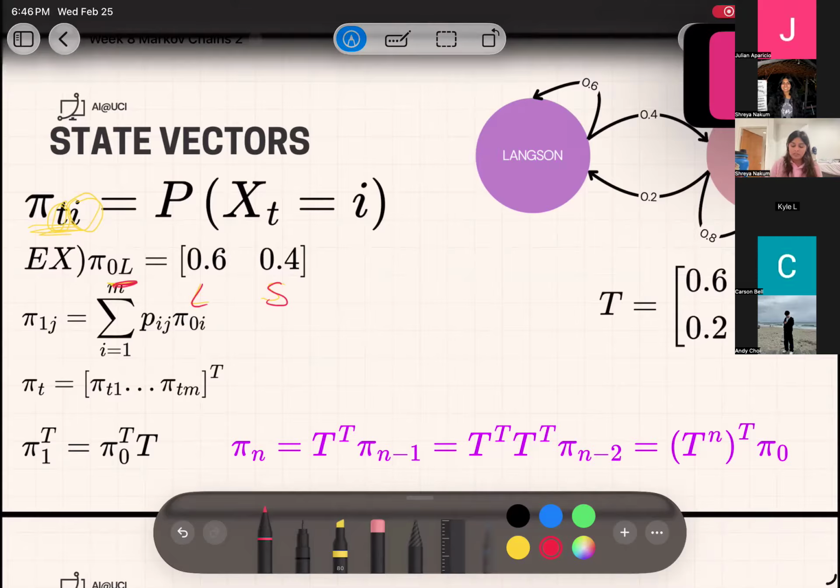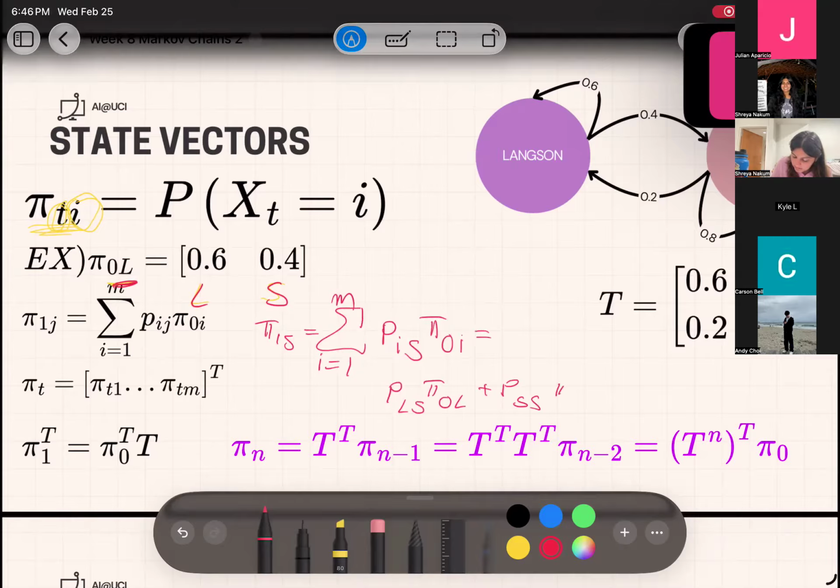So whatever that current probability is, let's say I'm going to time step 1 and I want to go to science. You have pi 1 of science. It's the summation over all the initial states you can be at, going to science, times the probability of all of those initial state vectors. So if I want to go to science, this summation will be equal to the probability of Langston to science times the state vector of Langston, plus the probability of science to science times the state vector of science.